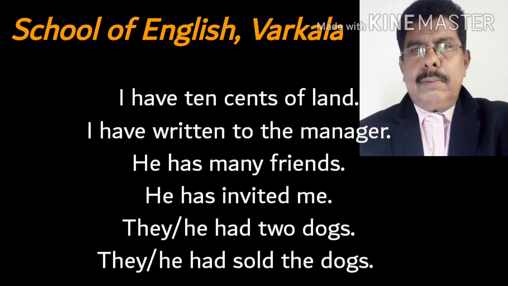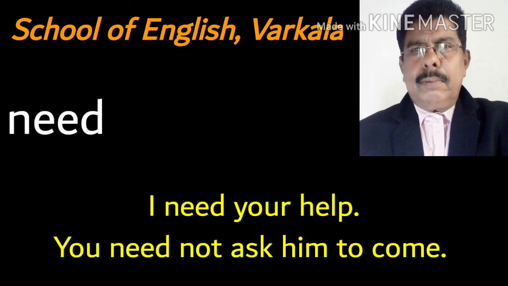Look at the next sentence. They had two dogs, or he had two dogs. Here, had is the only verb. It is not supporting any other verb. Look at the next sentence. They had sold the dogs. Sell, sold, sold. Sold is the V3 form, a non-finite form. Had is supporting it. So, on analysis of these sentences, we find that have, has, and had can be used as independent verbs and also as helping verbs.